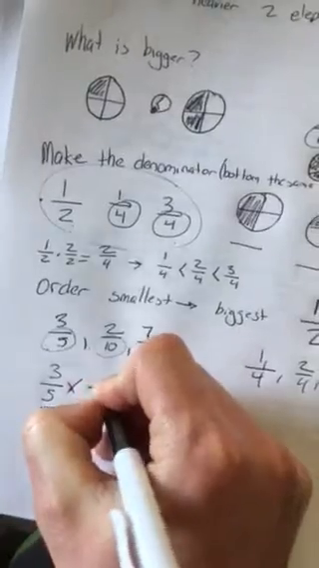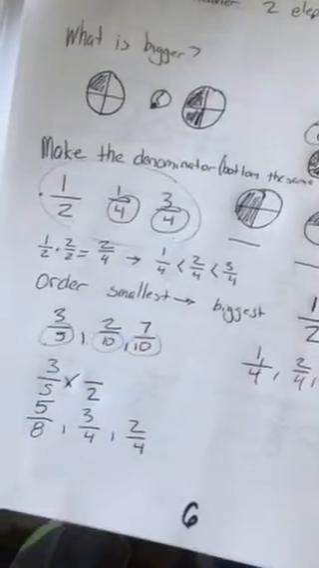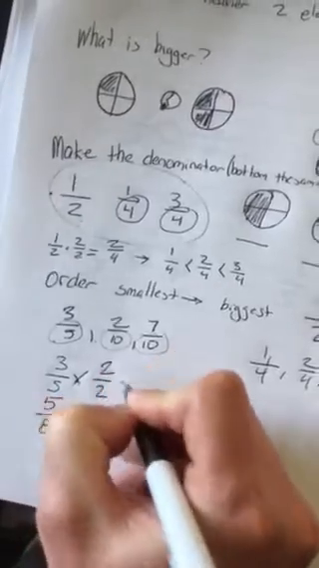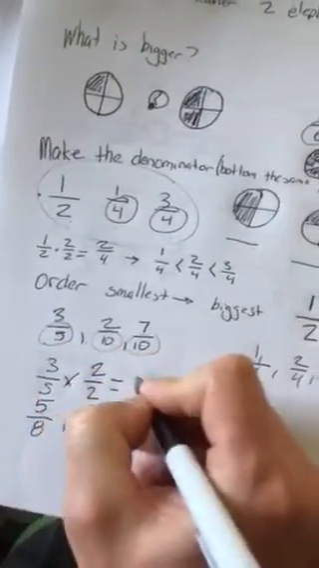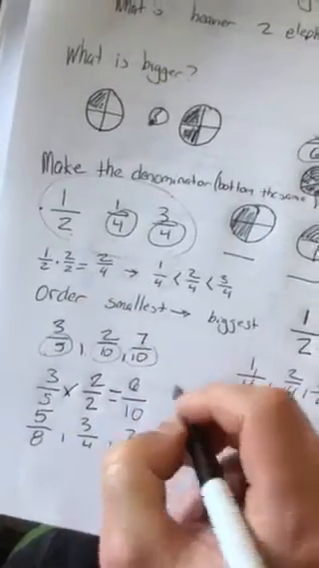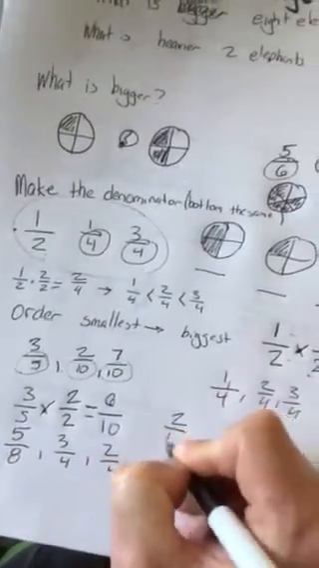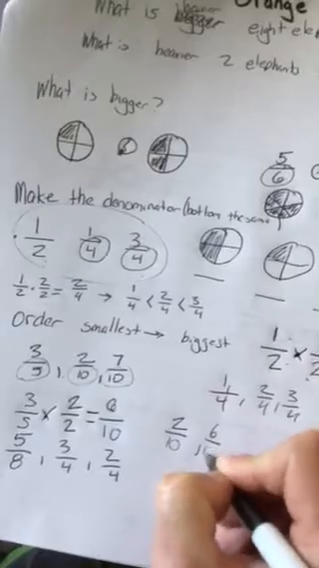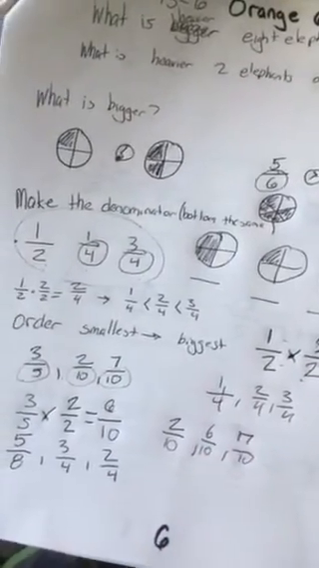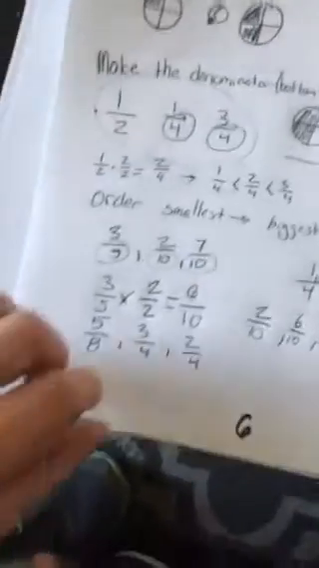So we'll multiply the bottom by 2. And if we multiply the bottom by 2, what do we have to multiply the top by? 2. So 3 times 2 is 6, and 5 times 2 is 10. So we're left with 2/10, 6/10, and 7/10.